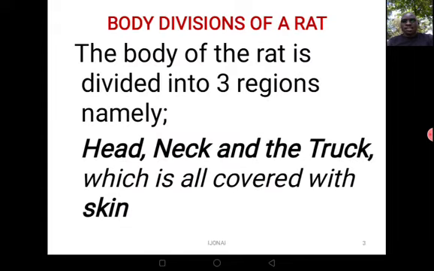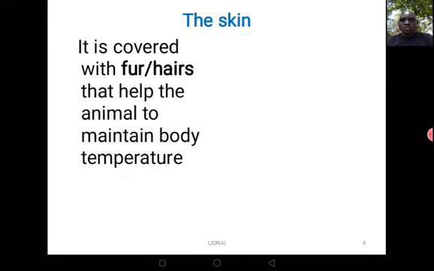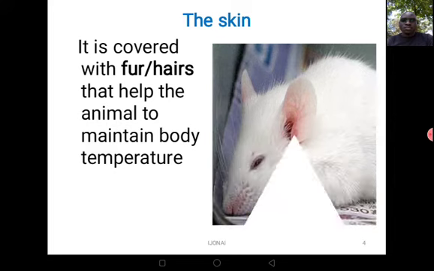So we said that there are three major parts, that is the head, the neck, and the trunk. But the whole body is covered with the skin, and that skin has fur or hairs. So let's start with the skin.